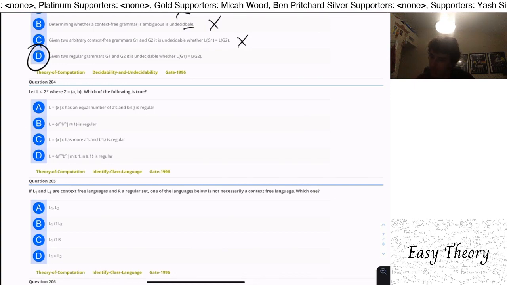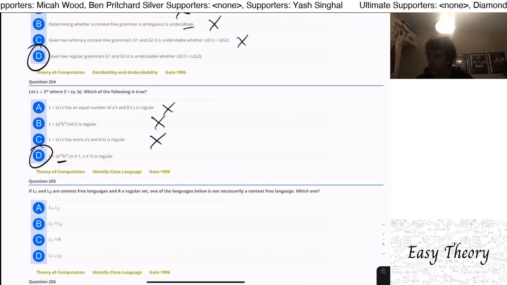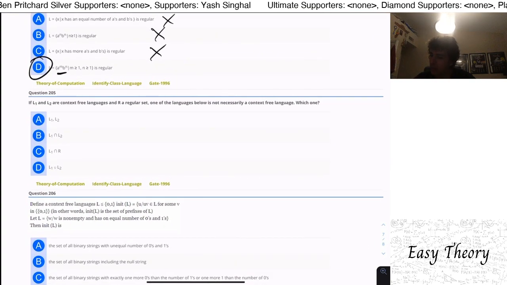Let L be a language. L has an equal number of A's and B's is regular. Nope. A to the n, B to the n is regular. Nope. X has more A's and B's is regular. Nope. D is certainly regular because the counts of the A's and B's have nothing to do with each other. If L1 and L2 are CFLs and R is a regular set, one of the languages below is not necessarily a context-free language.